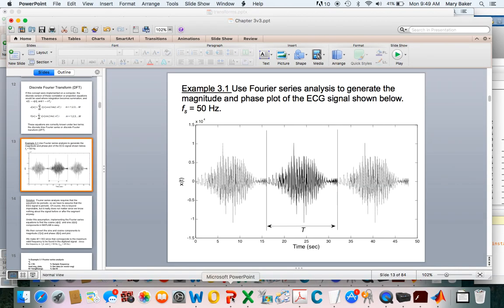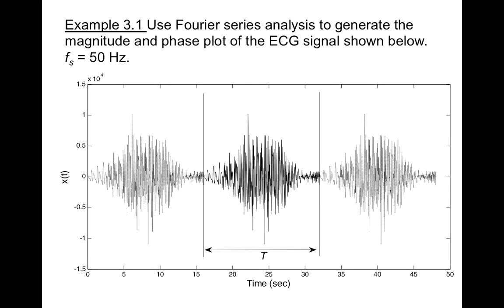In this example, we show how to use a Fourier series analysis to generate a magnitude and phase plot of the ECG signal shown below. ECG is electrocardiogram. And the sampling frequency here was 50 Hertz, so that has to be given in order for us to assess the data.